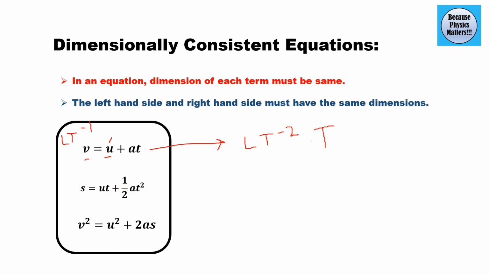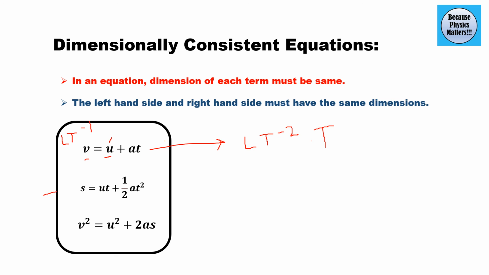So now you can see all the terms have the same dimensions, and the left hand side dimension is equal to the right hand side dimension. So this is LT minus 1, this dimension is also LT minus 1, and this is also LT minus 1. So this equation is a dimensionally consistent equation.